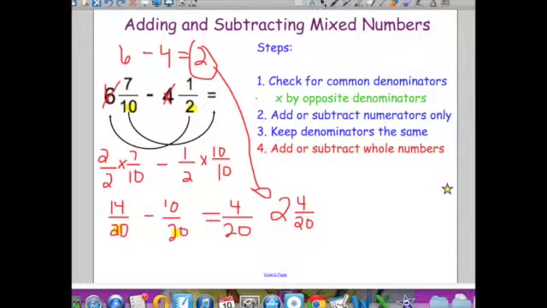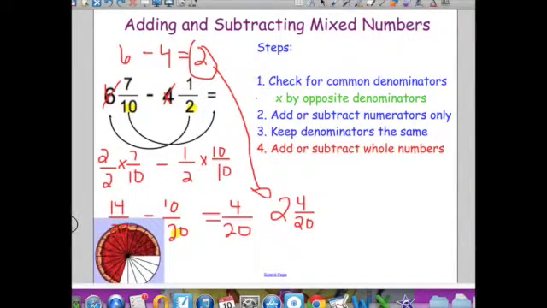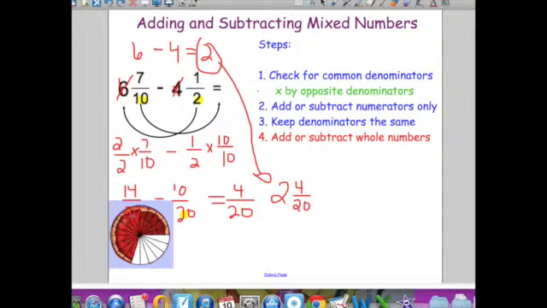Okay? Now here is a picture to help you with that 14/20. Okay, if you want to check that out. And then if we got rid of 10 of these, we'd end up with just 4 of them left. Okay? If you want a visual for the 6 minus the 4, we could definitely draw 1, 2, 3, 4, 5, 6 whole pieces.